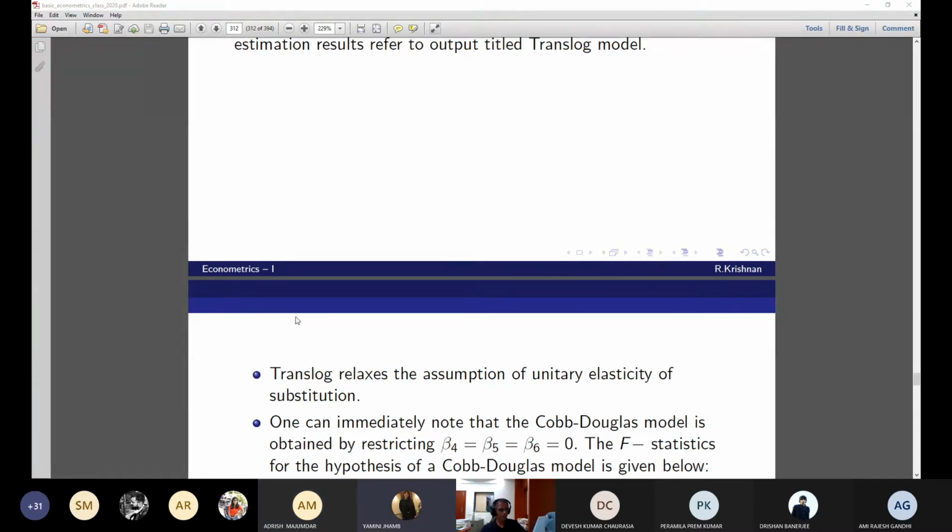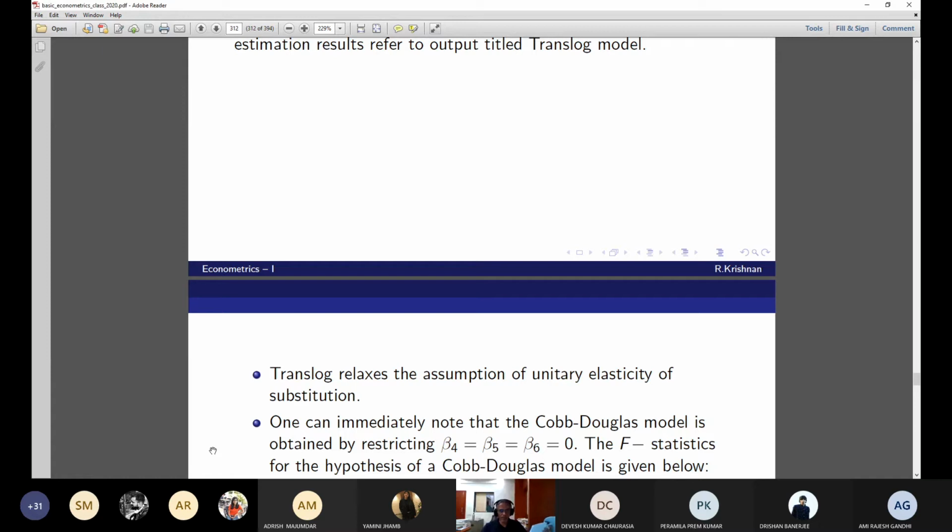Just a clarification, the diagonal elements of the covariance correlation matrix are the variance only, right? Correct. The only difference is in the upper diagonal elements. Otherwise, if I print the entire covariance, it will be symmetric. From the translog result, I have given you again the covariance correlation matrix of coefficients. Translog relaxes the assumption of unitary elasticity of substitution.